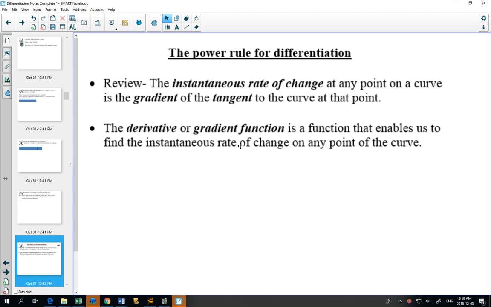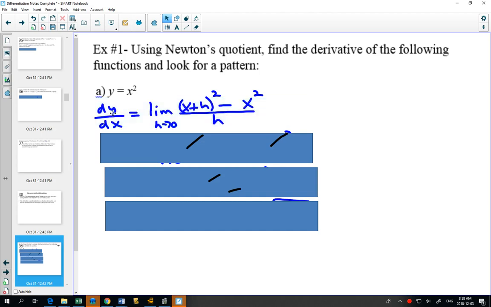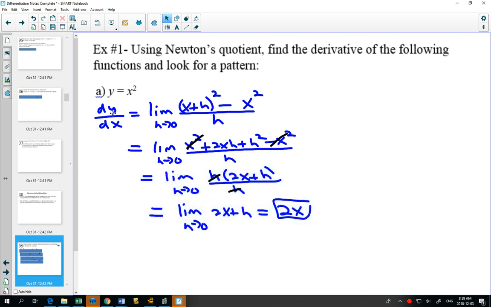The derivative is a function that lets us find any instantaneous rate of change at any point on the curve. And so far, we've just been doing that with the definition of the derivative. So here's our definition of the derivative. If you had x squared, you could do the limit as x plus h squared minus x squared all over h. Expand it out, simplify, evaluate your limit, and get that the derivative would be 2x.